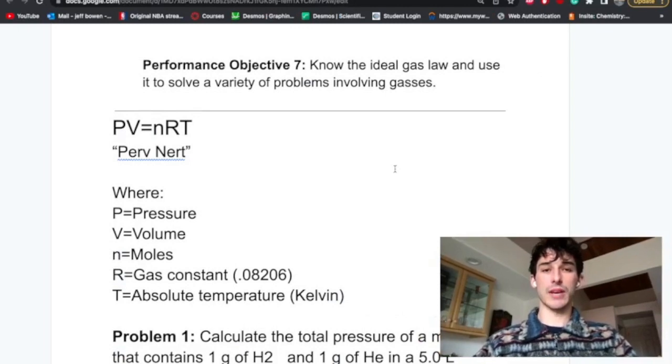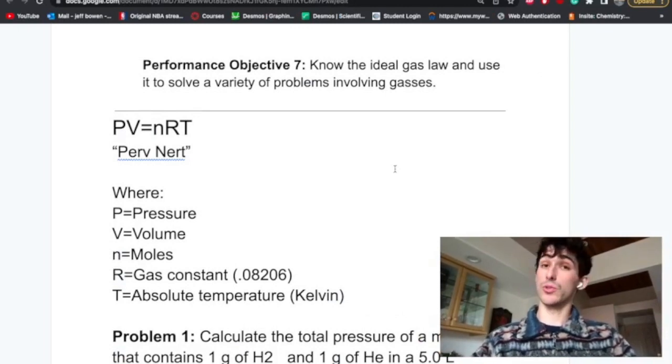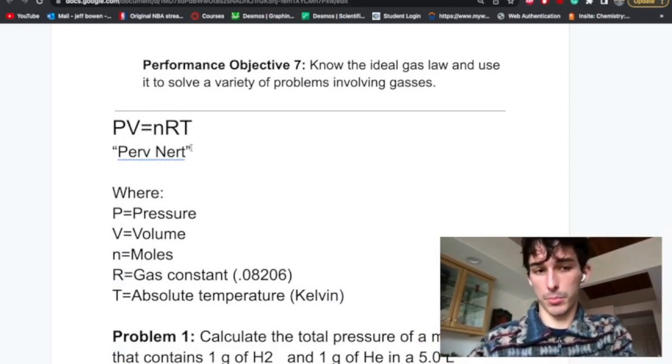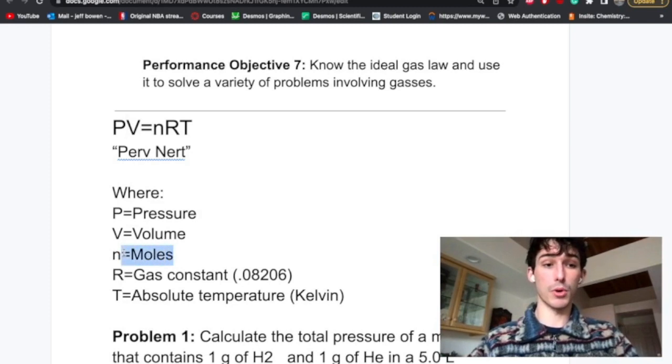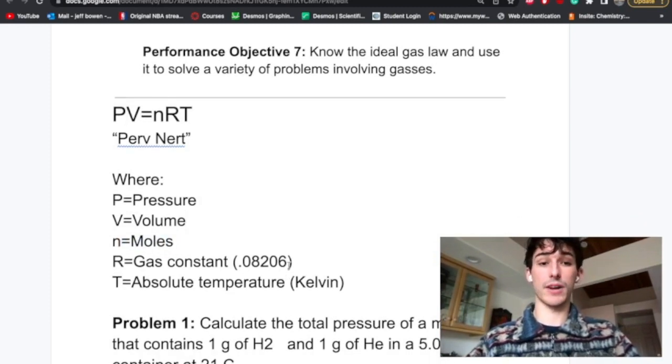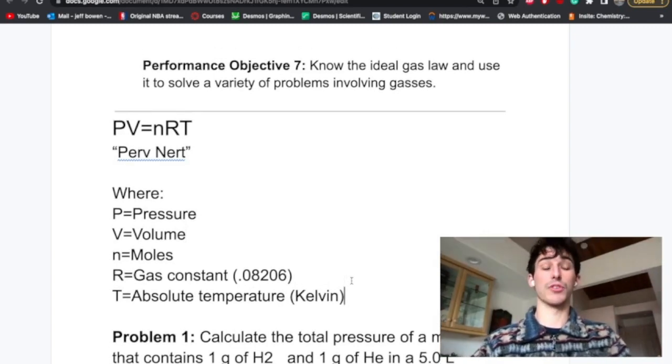Performance objective number 7: know the ideal gas law and use it to solve a variety of problems involving gases. Using the handy mnemonic PERVNERT, we can see that the ideal gas law provides us a relationship to describe ideal gases in a system. The product of a system's pressure and volume is equal to the total amount of moles times the experimentally derived gas constant times the absolute temperature in Kelvin.